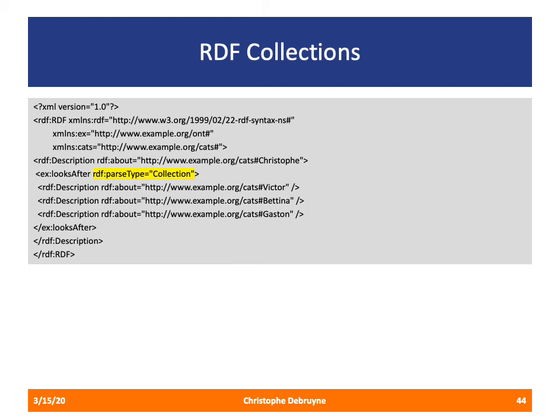Well, here we have me looking after, this is the predicate, after my cats, and notice that usually you are only allowed to have one value for a predicate or property, but here I have 3. In this case, it does work because I inform the RDF processor that this predicate should be parsed as a collection. And you can do the same thing with containers. Now, by doing so, it will know that all these values have to be gathered into a list.